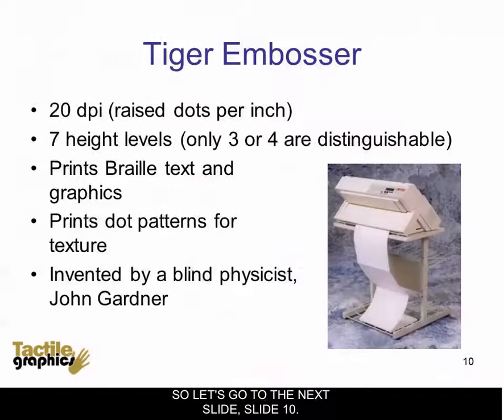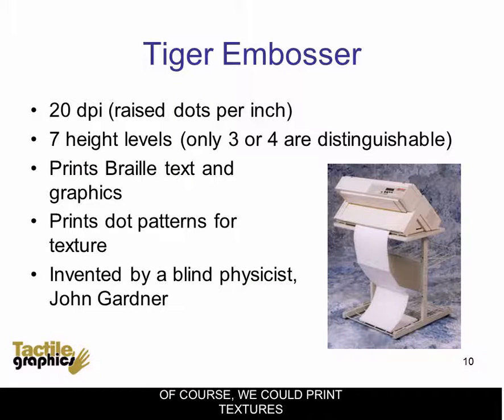Let's go to the next slide, slide 10. The one particular printer that I'm used to is the one here at the University of Washington. In fact, I noticed that John Gardner is one of the people on the line, so I'm very proud of you, John, that you invented the Tiger Embosser. It's about 20 dots per inch. It has 7 height levels, but from my studies, only about 3 or 4 are really distinguishable.